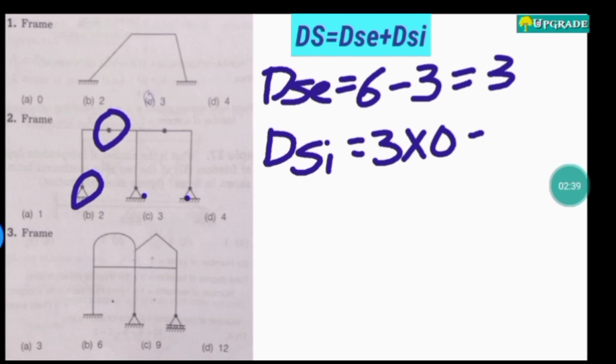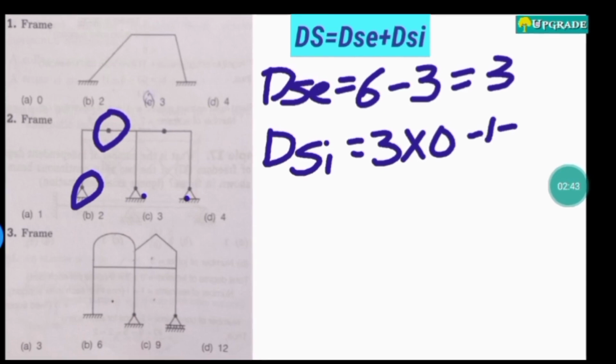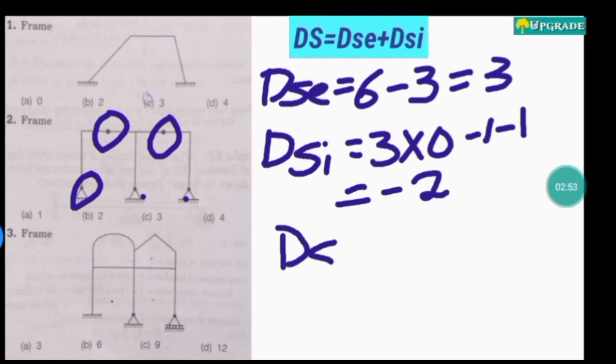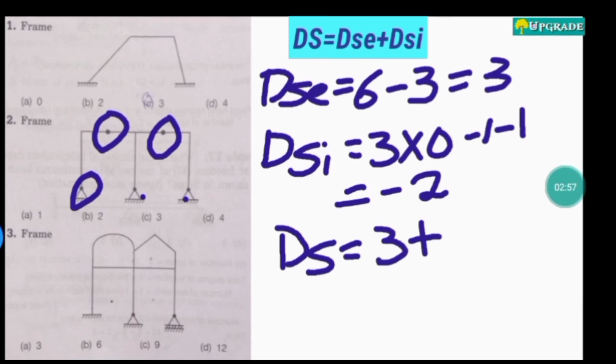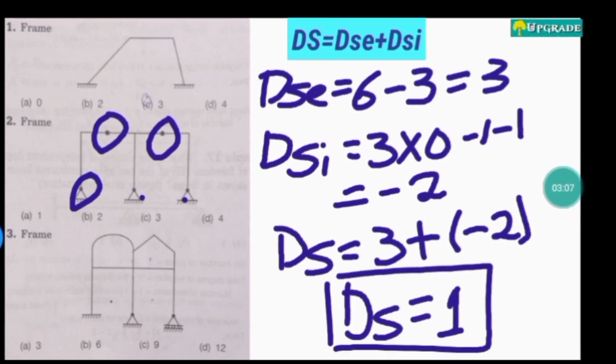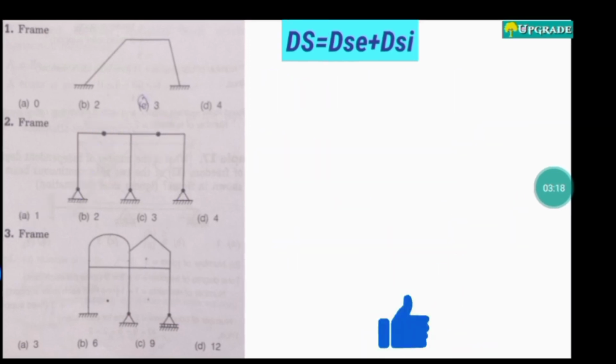This hinge is connected to 2 members, so that is 2 minus 1, which is 1, and this hinge is also connected to 2 members, so this is also 1, so total dsi will become minus 2. We know the formula ds equals dsc, that is 3, plus dsi, which is minus 2, so ds will become 3 minus 2, which is 1. The answer is 1, so option A is correct.